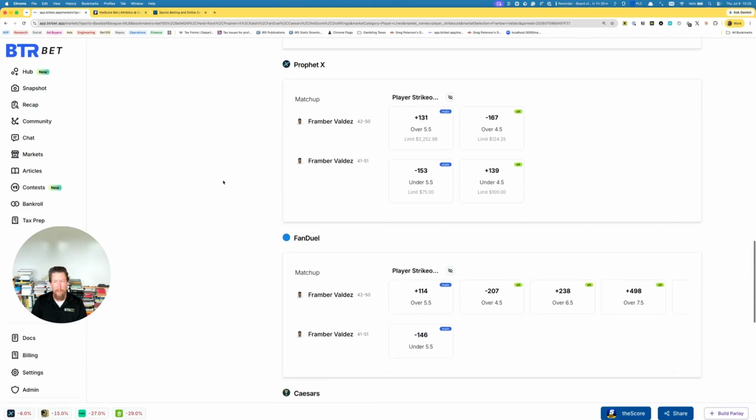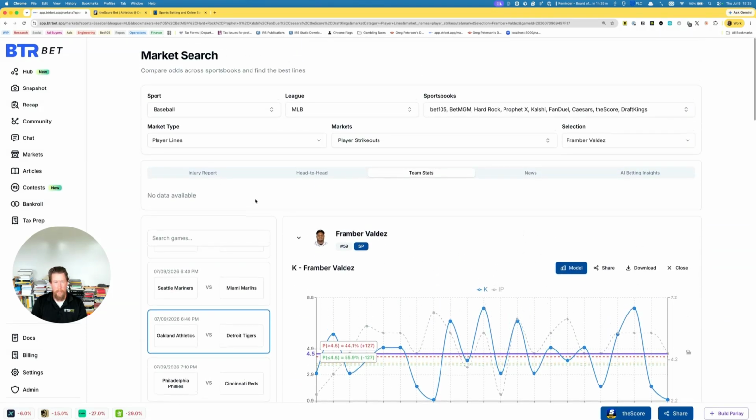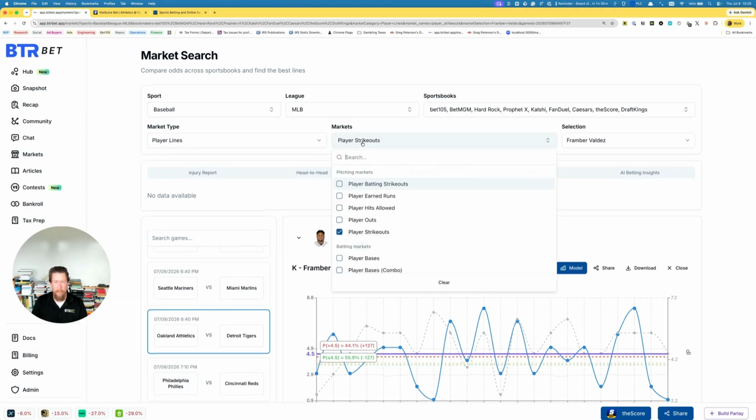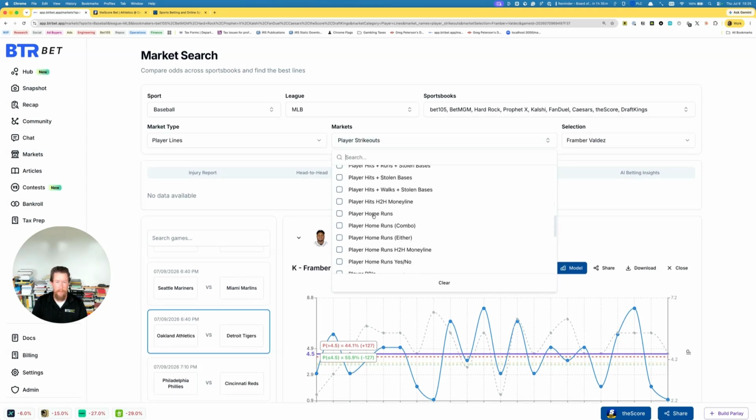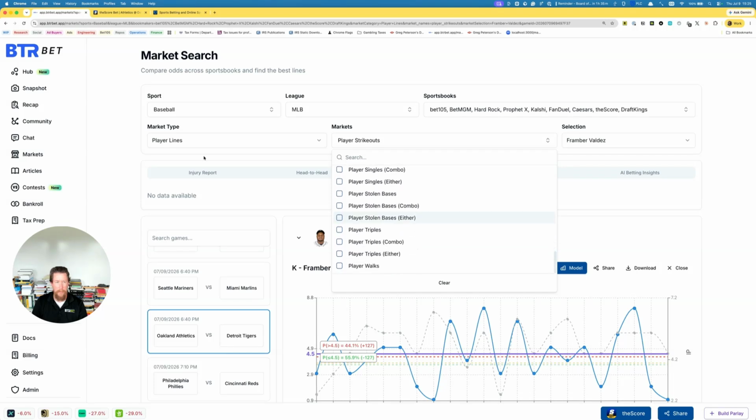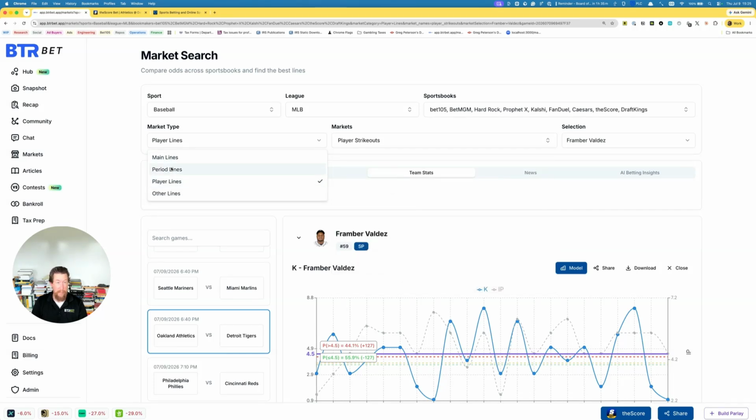So that's how you can use BtrBet's tools to bet better. This is how I've been using it for pitcher props, but you can use it for all kinds of player props, hits, all the things that you care about in MLB. You can use it for main lines, period lines, and other lines. For baseball, WNBA, World Cup. If you're into lacrosse, we support Premier League Lacrosse. If you're into tennis or rugby or anything else, it's all there.